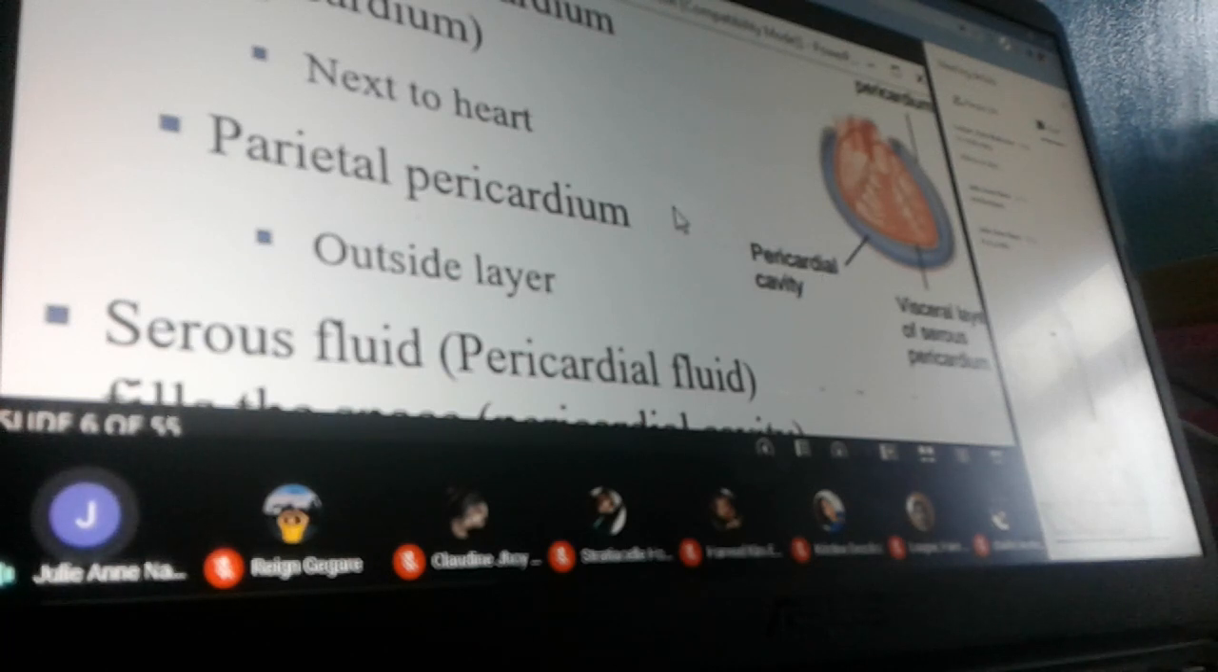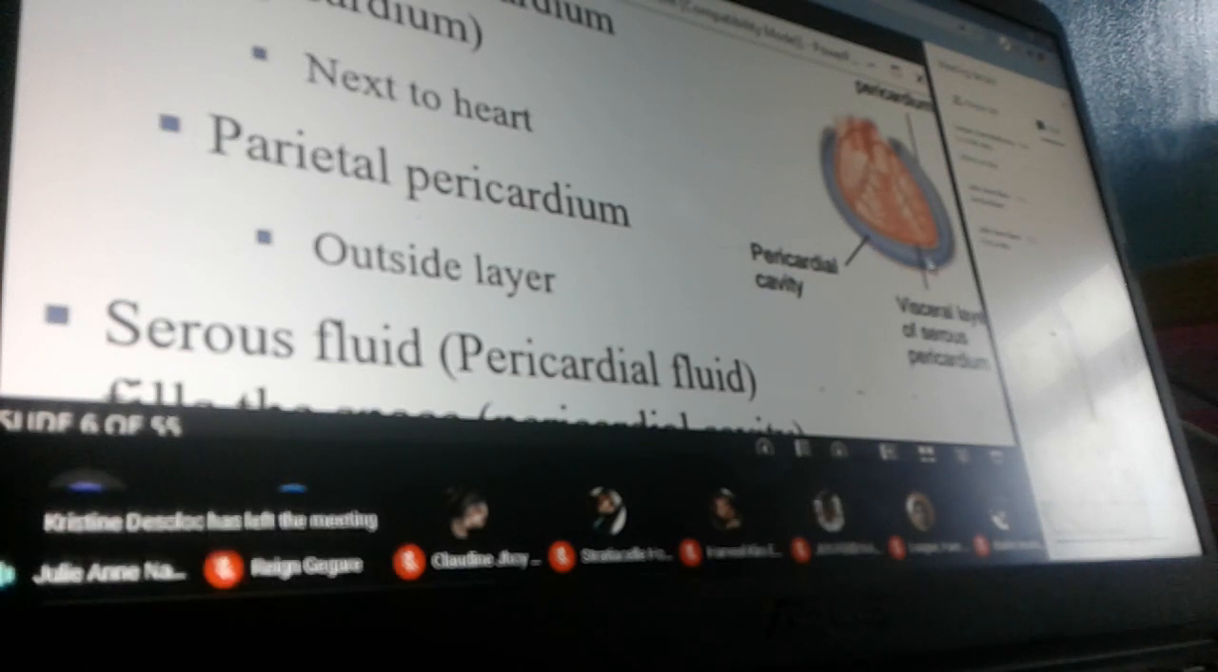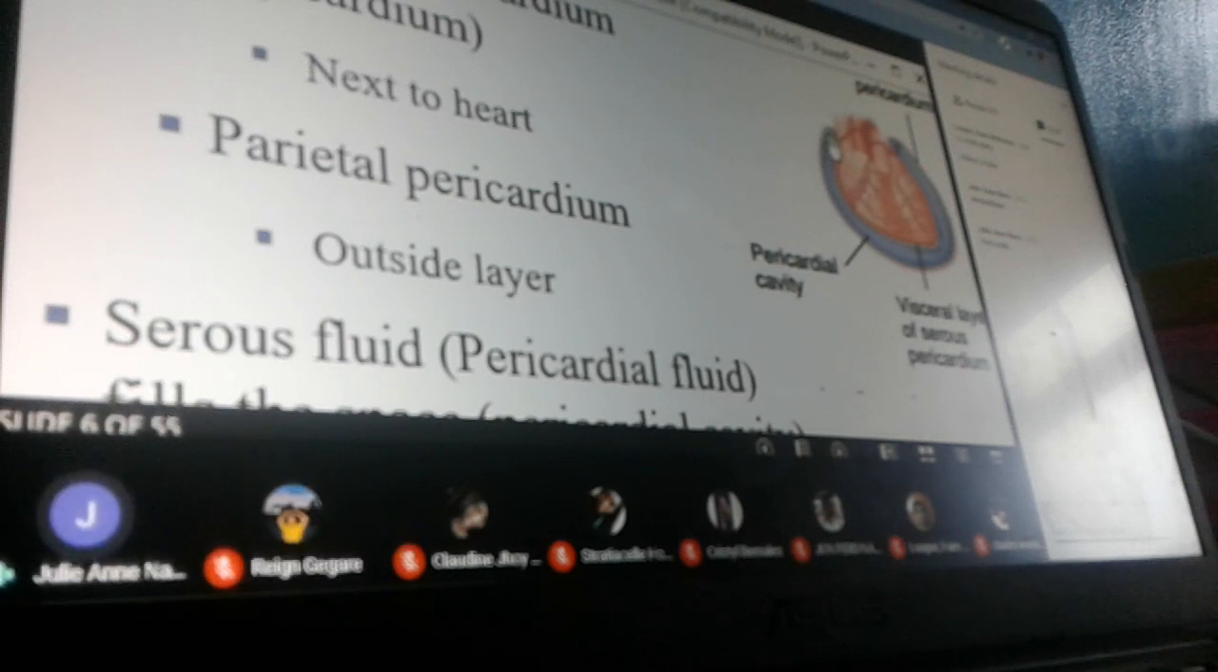So, ang purpose ng fluid na ito, class, is to reduce friction, okay? So, di ba yung heart natin is gumagalaw, di ba? Nag-beat yung ating heart. So, as a result, possibly, pwede niyang matamaan yung walls ng outside the environment. So, ang purpose ng fluid na ito is to reduce the friction, okay? Reduce the friction.